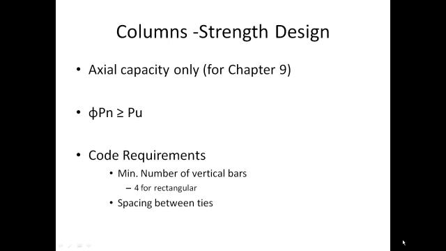They'll also talk about spirals, and they'll talk about spirals won't have diameters less than 3/8 of an inch, and the clear spacing between them must not be less than an inch nor greater than 3 inches. So, there's a lot of code requirements, and again, I would refer to page 264 and 265 because they sort of outline them.